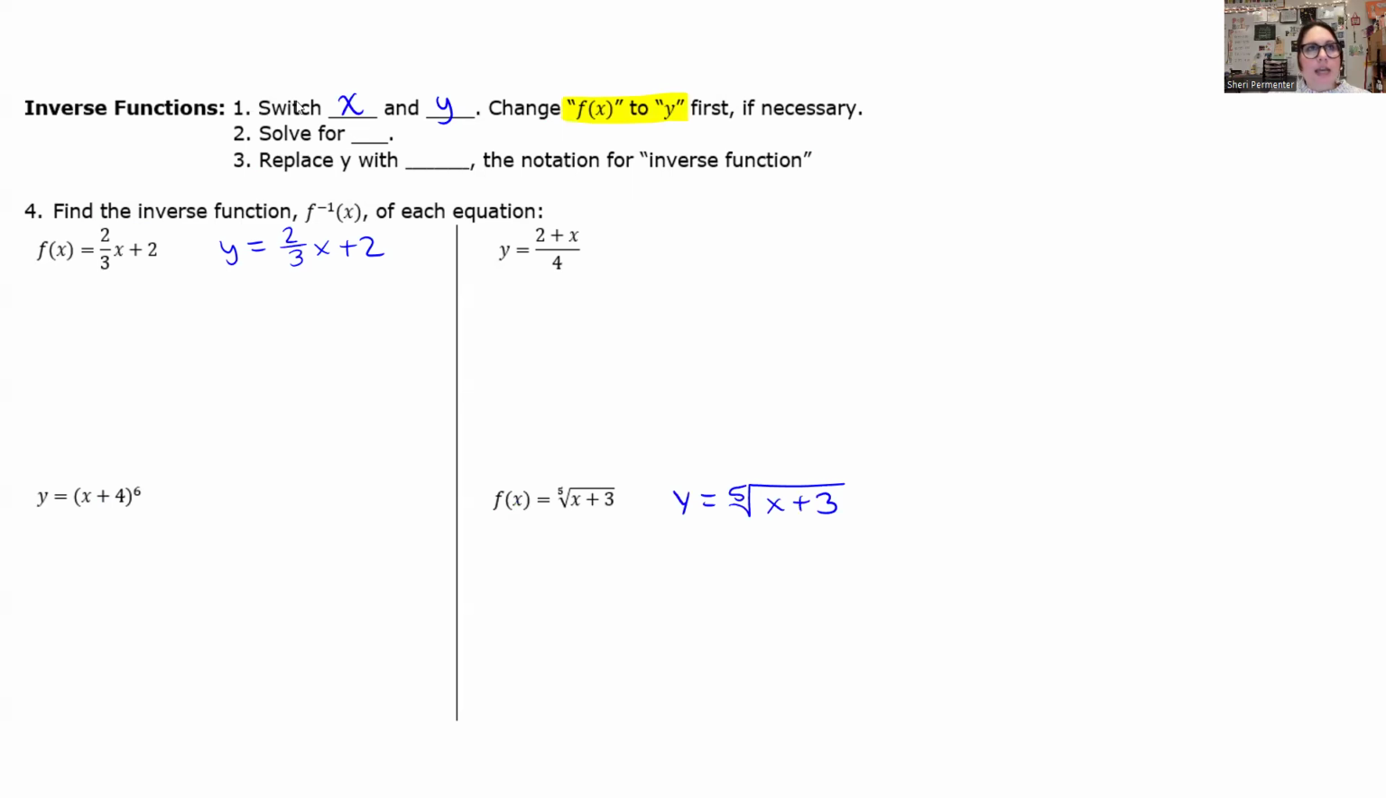This is still the first thing. I have to have it as Y equals. Everything's Y equals now. I'm going to switch X and Y. And I draw myself arrows just so I remember what it is that I'm doing. So I'm going to switch X and Y, and I'm rewriting the problem.